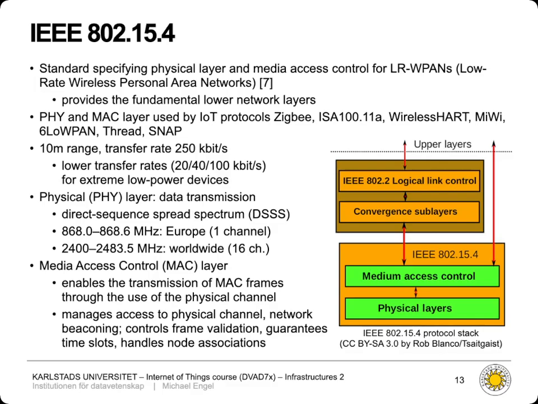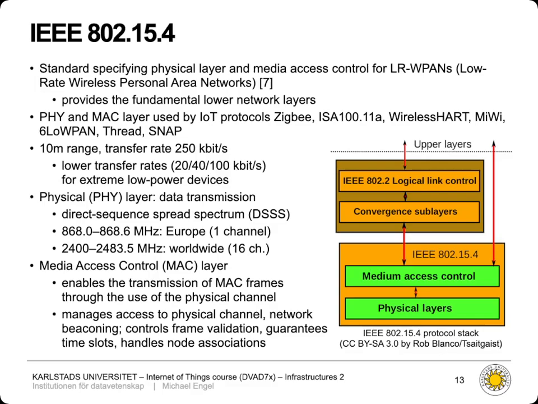We have these two layers that are defined in IEEE 802.15.4. One is the physical layer, which is responsible for actually transmitting data between communication partners. This uses a technique called direct sequence spread spectrum, so it's also using parts of the whole spectrum to disseminate information. And this runs in two different frequency bands. In Europe, we have one channel available in the 868 megahertz band, and worldwide we have 16 additional channels in the usual 2.4 gigahertz ISM band. So, in addition to Wi-Fi and Bluetooth, 802.15.4 is yet another technology competing for these frequency bands that can be used by everyone.